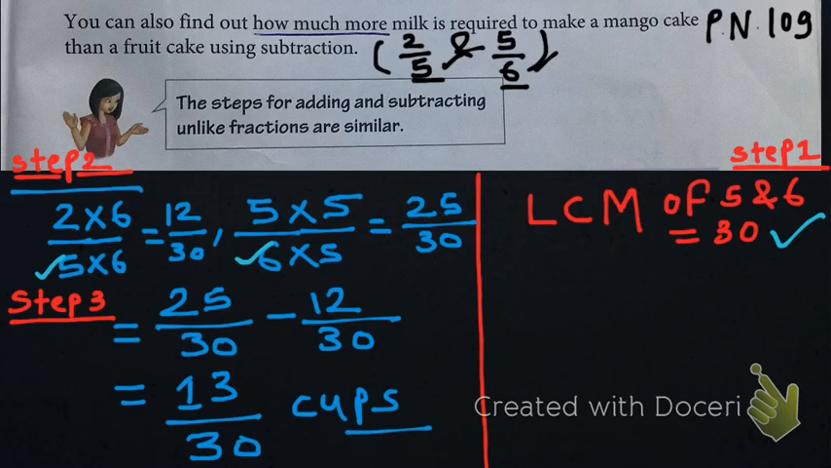Okay, so this is our answer. This much more amount of a cup of milk is required to make the mango cake than the fruit cake. So basically we needed how much more milk is required to make a mango cake than a fruit cake. That is our answer. This much more cup of milk is required. So okay, let's move to the next page.